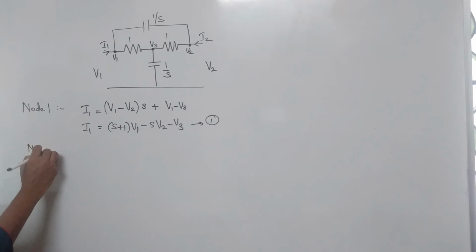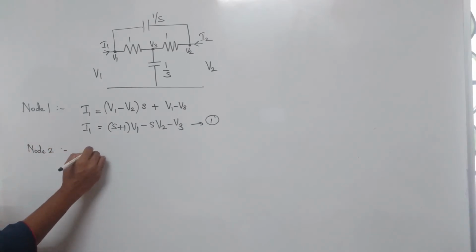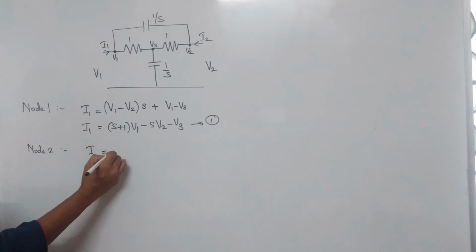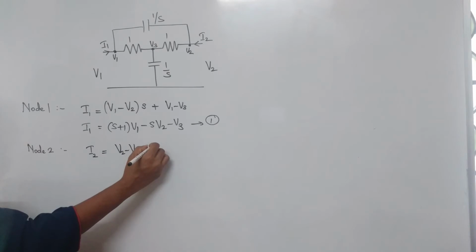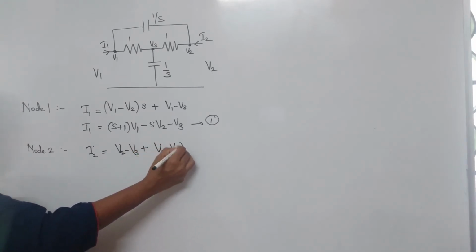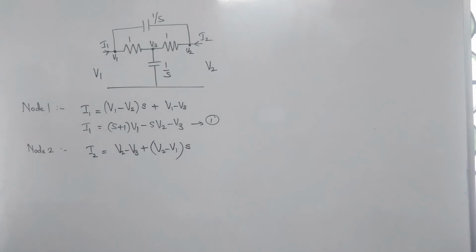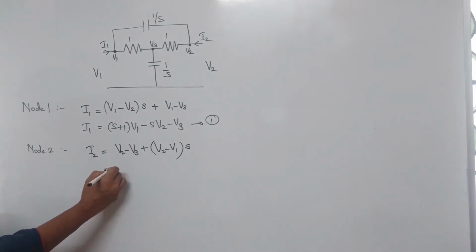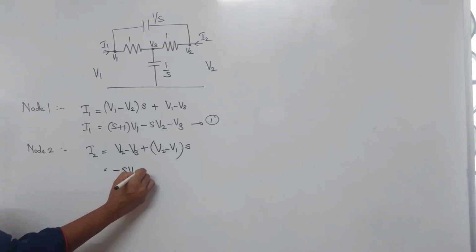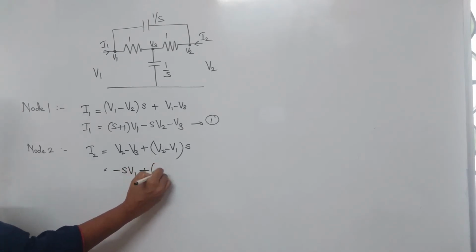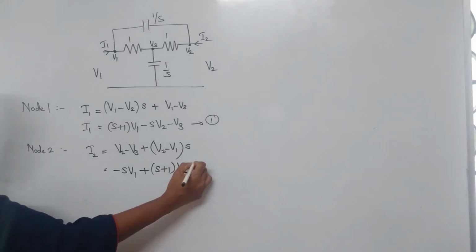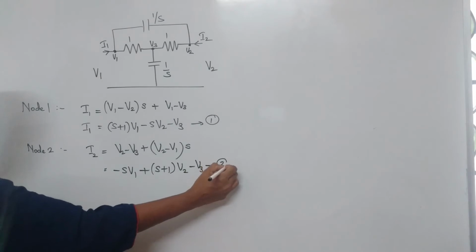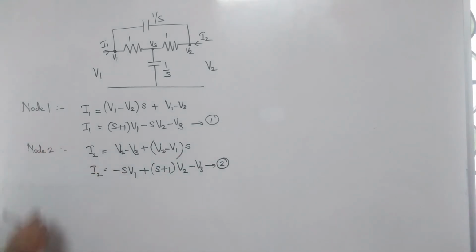Then we can write the equation for node 2. That will be I2 is equal to V2 minus V3 by 1 plus V2 minus V1 by 1 by S, or this will be minus SV1 plus S plus 1 V2 minus V3. Again there is a V3 term. Now node 3.